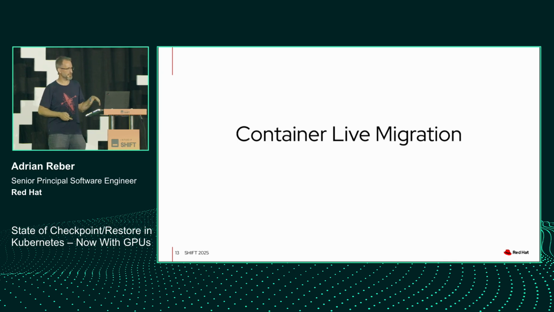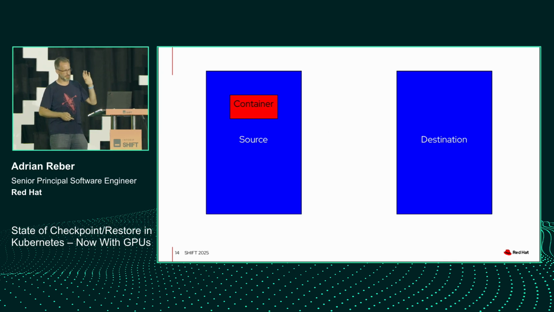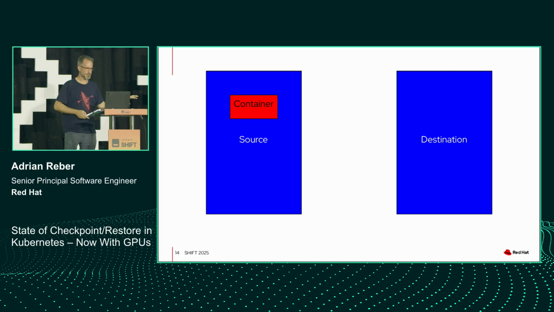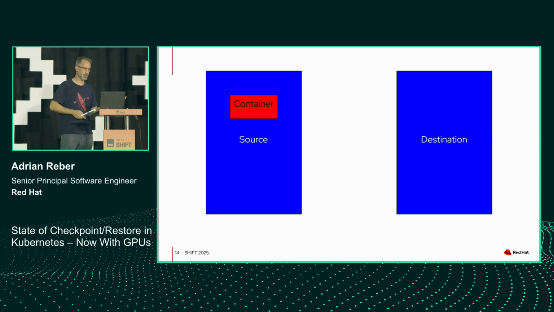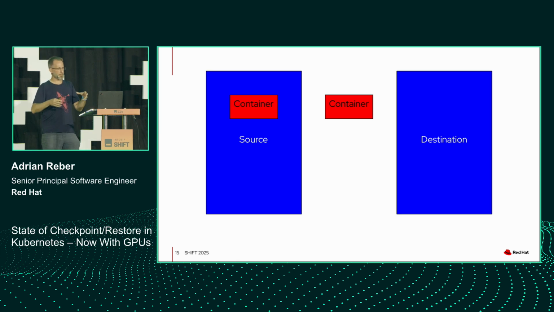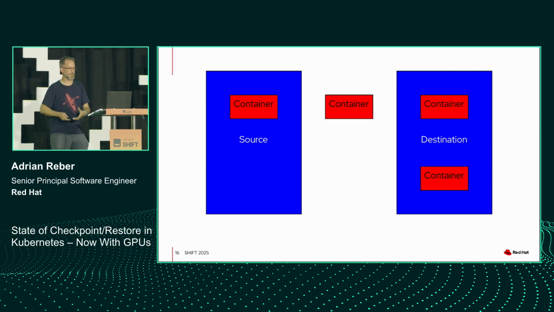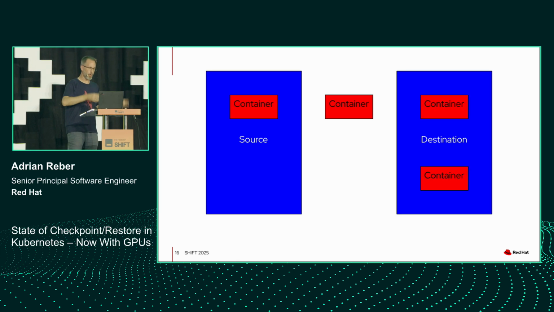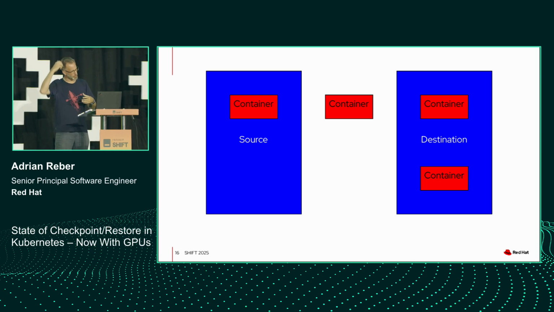Another use case is container live migration. I mentioned this before. You have some host running your container, and for some reason you want to get the container off that host. It might be broken. It might be needed for something else. So again, you can create a checkpoint, a stateful copy of your container, write it to some storage system, and then you can restore it one or multiple times on the destination host.